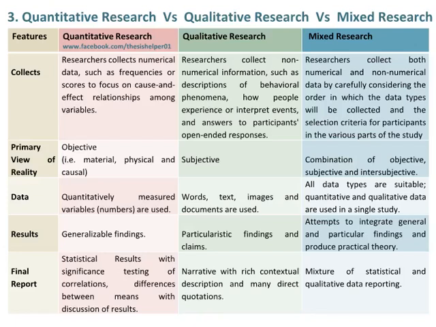Final report of quantitative research is based on statistical results with significance testing of correlations, differences between means with discussion of results. Whereas final report of qualitative research is based on narrative with rich contextual description and many direct quotations. Whereas final report of mixed research is based on mixture of statistical and qualitative data reporting.